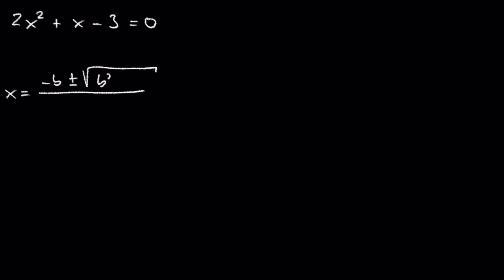Let's start with 2x squared plus x minus 3 equals 0. The quadratic formula is x equals minus b plus minus the square root of b squared minus 4ac divided by 2a. A is 2, b is 1. For any variable that has no coefficient, you can assume the coefficient 1. And c is negative 3.